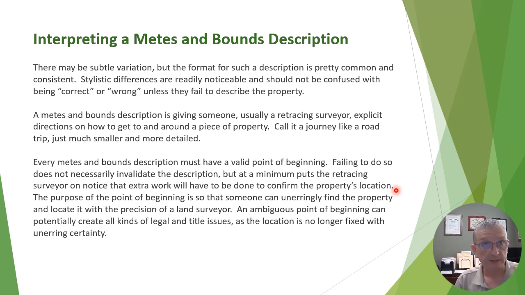It might need a corrective deed. It might need a quitclaim deed from a previous owner. It might need an affidavit by the surveyor that says, I have confirmed this is the same property because of ABC. And that might be where we have to use other calls and other features in the description to determine that we're in the right place in spite of an inadequate point of beginning. So having an inadequate or ambiguous point of beginning can cause all kinds of title insurance problems and legal problems and property disputes.